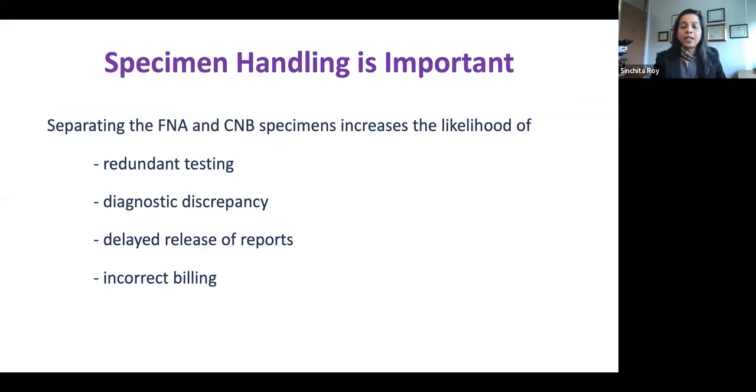But in the end, as far as the reporting goes, separating out the FNA from the surgical specimen increases the likelihood that you could run into a discrepant result. You could have two reports with two separate diagnoses depending on the sampling adequacy. You could have redundant testing where each pathologist orders testing on their own specimen. You could have reports that get delayed because one person's waiting for the other person to finalize their report. And of course there are issues with billing.